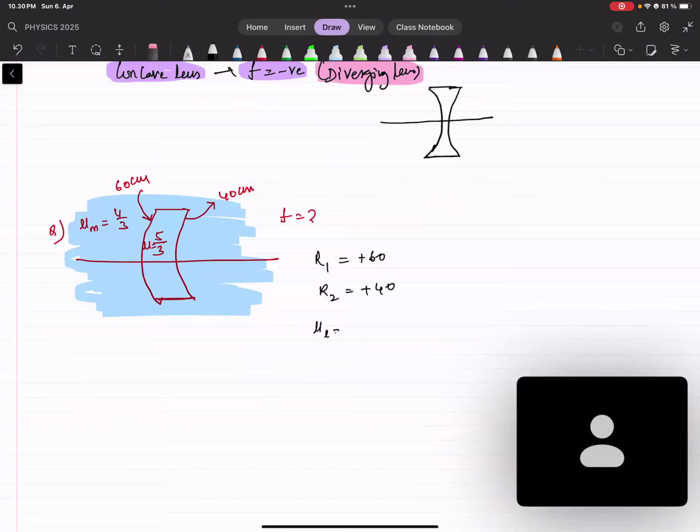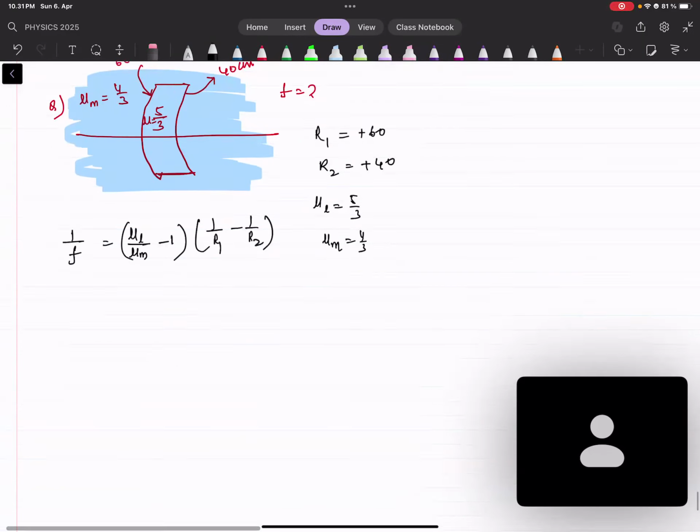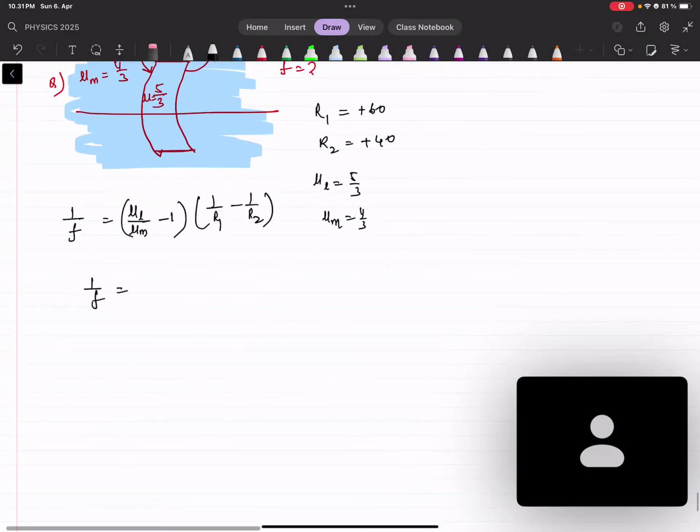Refractive index of lens is how much for me? 5 by 3. Refractive index of medium is how much for me? 4 by 3. So the formula is 1 by f is equal to refractive index of lens divided by refractive index of medium, minus 1, into 1 by R1 minus 1 by R2. Got it? So 1 by f is equal to, lens is right now for me 5 by 3 divided by medium, which is right now 4 by 3, minus 1, into 1 by R1, which is 60, minus 1 by your 40. So this value will be equal to 1 by f.